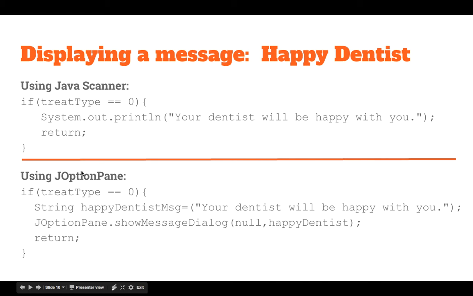So this is what it would look like if we use the JOptionPane. So it said if treat type is equal to 0, string, so I had to create a new variable to hold the message. It was a string variable, and I called the variable happy dentist message. And that message is equal to your dentist will be happy with you. And then JOptionPane dot show message dialog, and then in the parentheses, null was the first thing we had to send, and then comma, and then happy dentist message is just the message that I wanted to send, and then I can do my return value after. Let's see how that looks.